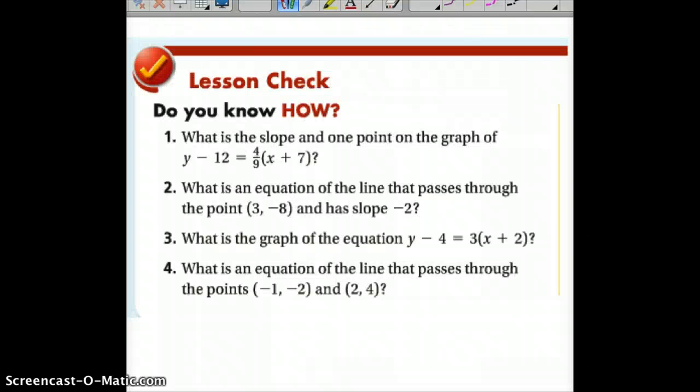I'm going to ask you to do the lesson check 1 through 4. You can pause this if you need to look at the problems. Rewatch the video if you want to see me do things again, and bring these 4 problems to class.